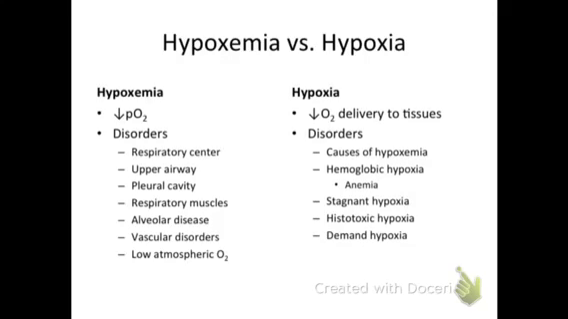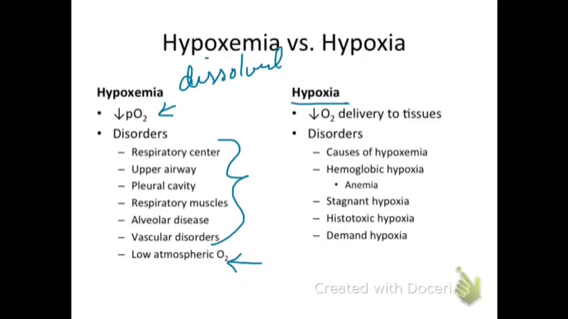Hypoxemia is a decreased PO2. It is only a measure of dissolved oxygen in blood and does not include oxygen bound to hemoglobin within red blood cells. Disorders that cause hypoxemia are the same disorders that cause respiratory acidosis, with the additional cause of low atmospheric oxygen.